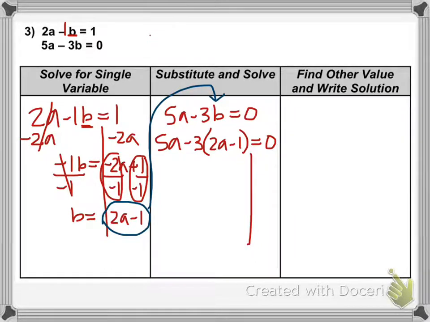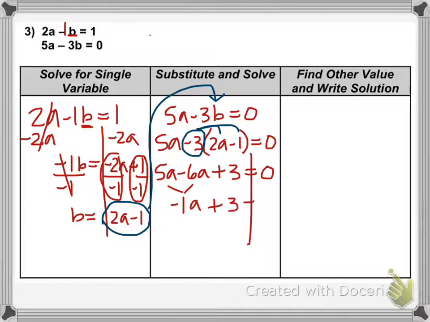We will begin by getting rid of parentheses by distributing that -3. And I like to circle it, especially if it's a negative, so I remember to multiply by a negative. So we've got 5a. -3 times 2a is -6a. -3 times -1 is +3, and that equals 0. Let's clean up the left side by combining some like terms. 5a minus 6a is -1a, plus 3 equals 0.